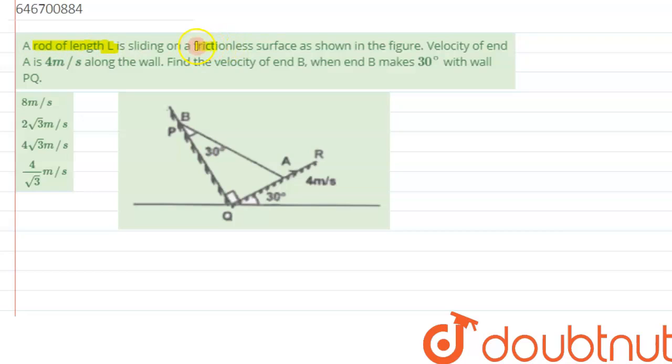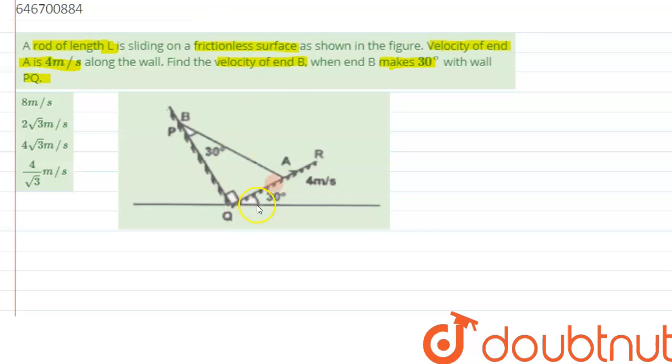So we are given a question which says a rod of length capital L is sliding on a frictionless surface as shown in the figure. Velocity of end A is given as 4 meter per second along the wall. We need to find the velocity of end B, and the rod makes an angle of 30 degree with the wall PQ as we can see in the figure.